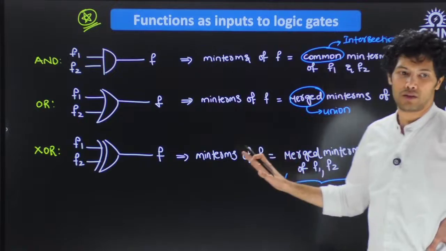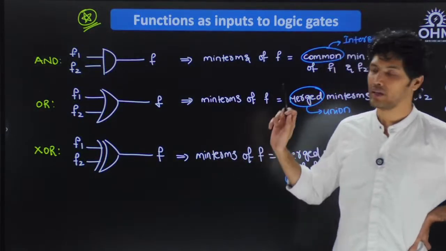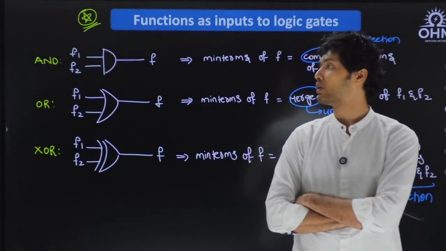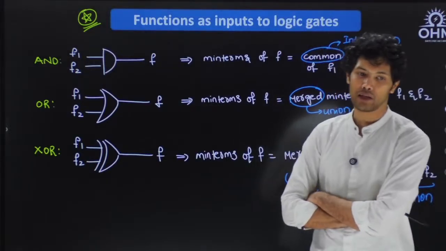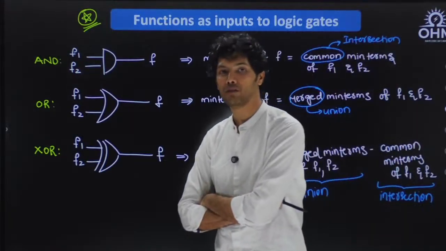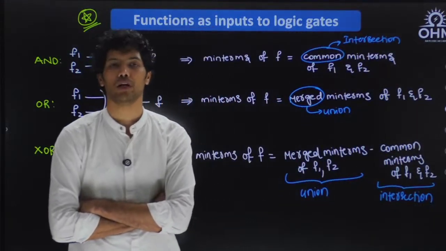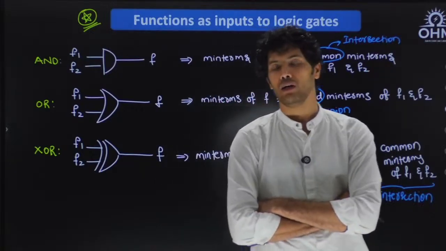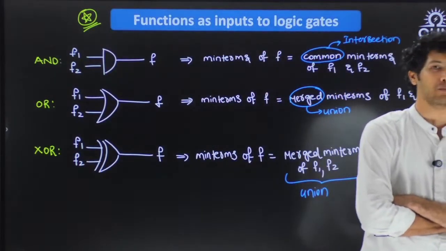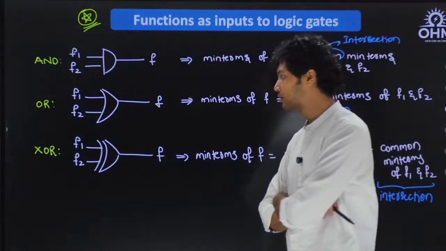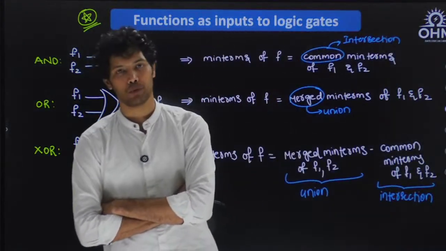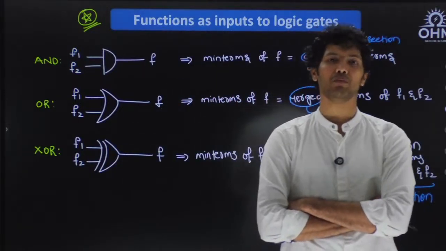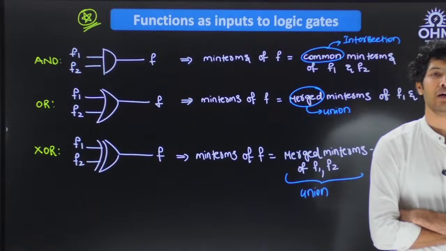This method wherein the inputs to the AND gate, OR gate, XOR gate are given in the form of functions. In this case, what you can do is, in case of an AND gate, all you have to take is the intersection of minterms. In case of an OR gate, you have to take the union of minterms. In case of an XOR gate, you have to take the union minus the intersection of minterms of the inputs. In this approach, you are not dealing with expressions, you are dealing with only numbers. Because of that, problem solving becomes much more comfortable, much easier, and less error prone.